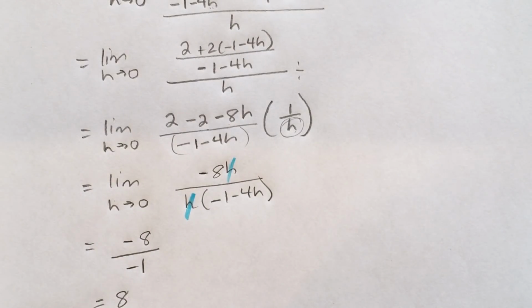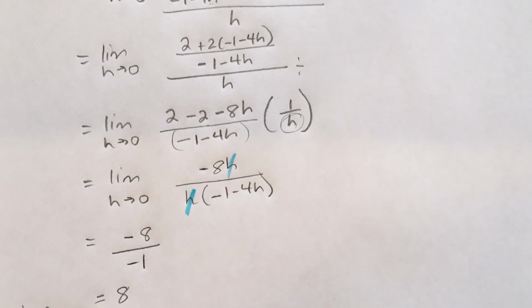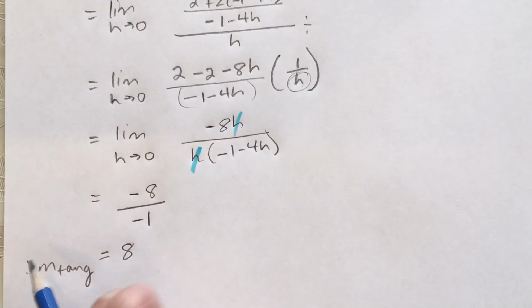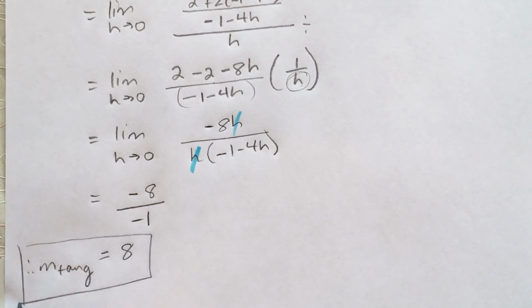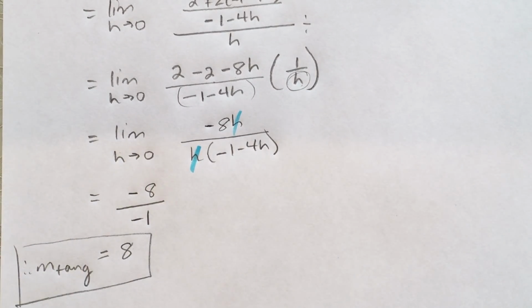Just make sure that's what they asked for. Find the slope of the tangent to the curve y equals 2 over 3 minus 4x at the point 1, negative 2 using first principles. So that's what we did. So we can box up our answer and try the next one.